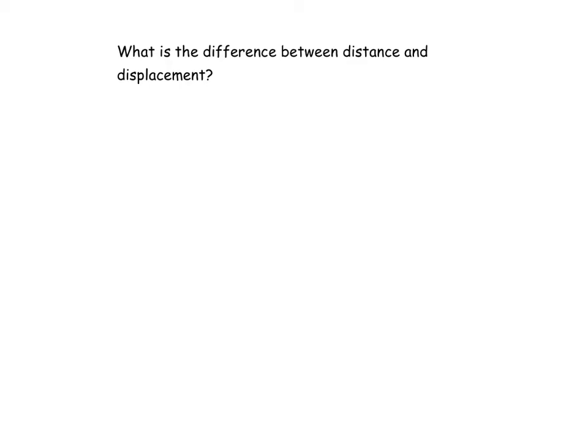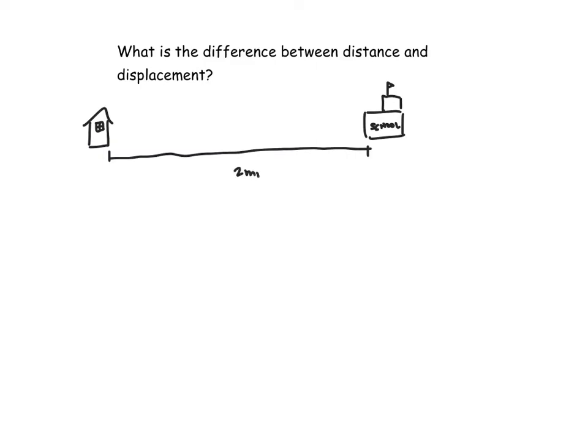So, what is the difference between distance and displacement? All right, so let's say here's my house. It's a nice house. It's got a window. There's no door because you have to climb to get into it. You got to get a workout when you can. And here's school. It's a really awesome building. It's got a flag on the top. And I'm walking to school, and the distance from home to school, let's say, is 2 miles.